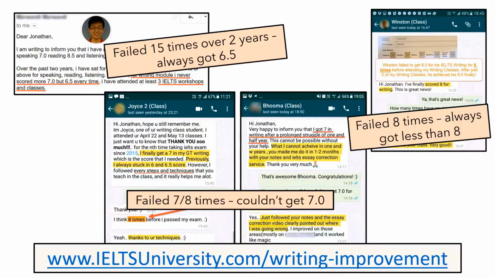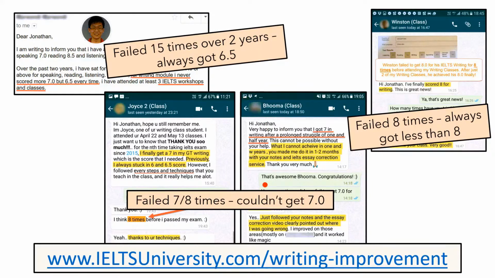So even for these 4 people, okay, Mawandi, he failed 15 times over 2 years, always got 6.5, came to my class, and then after that, used the templates. Then finally, after 15 times of failing, he got 7.0 after coming to my class. And he also went to 3 other workshops and classes before that. It didn't help him to get his 7.0, right?